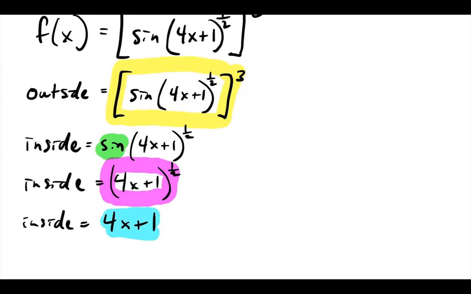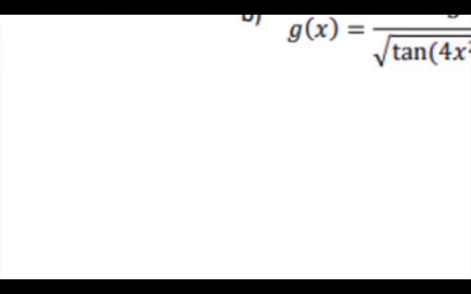So this guy's going to have 1, 2, 3, 4 rings, 4 chain links, because I have to find the derivative 4 times. Okay, that's what I would do for that problem there. Okay, let's look at the next one now.